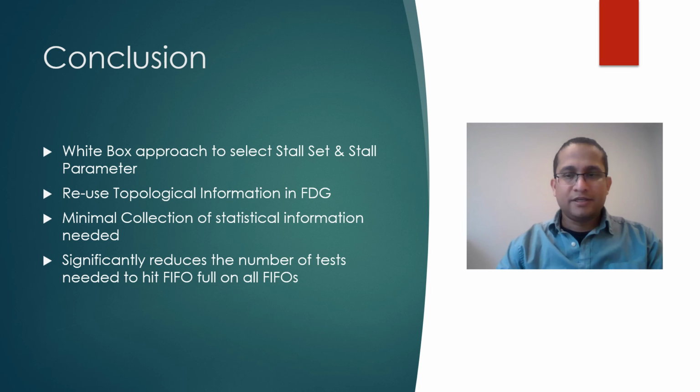In conclusion, I'd like to mention that in this paper, we present a white box approach to select the stall set and stall parameters. To do that, we just need to reuse the FIFO VC topological information captured in the FIFO dependency graph, which we generate anyway for analyzing cross dependencies for deadlock avoidance. The only additional data we need to collect is minimal statistical information about the FIFO activities and the arrival durations. By doing so, we significantly reduced the number of tests needed to hit all FIFOs in the design.